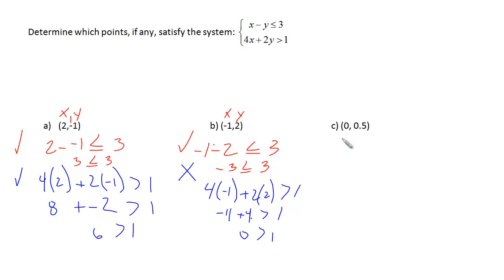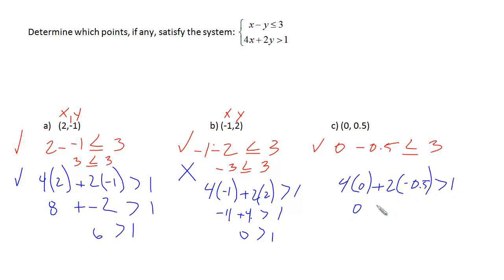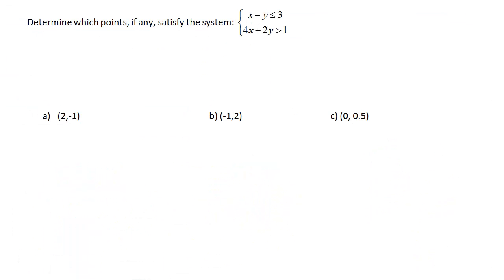And we do the same thing here for C. And -0.5 is less than or equal to 3, so that checks. Four times 0 is 0, plus 2 times a -0.5 is a -1, greater than 1. That one again does not check, so this point is not in the overlapping region either. So very simple to check to see if a single coordinate satisfies the system. You can just substitute the coordinate values, the x and the y, into the inequalities.